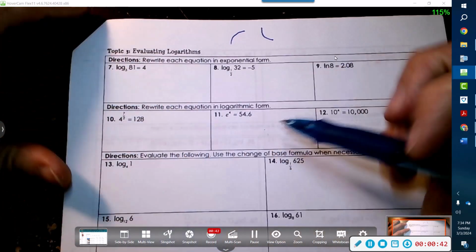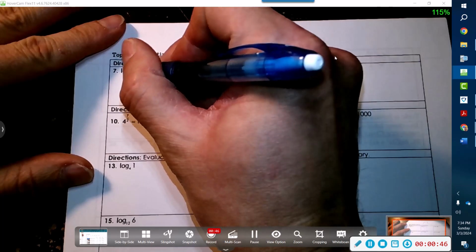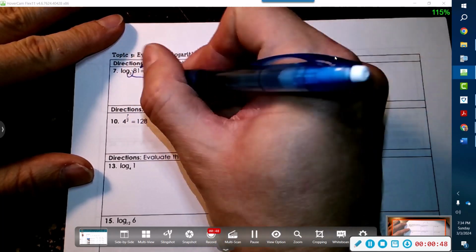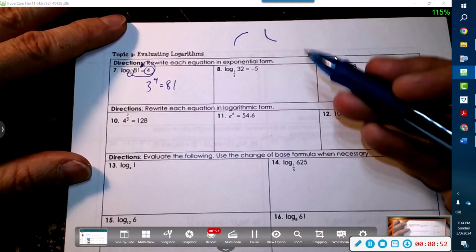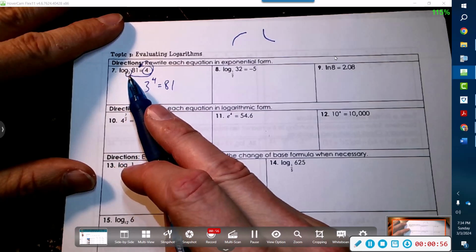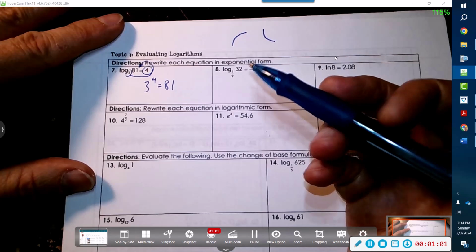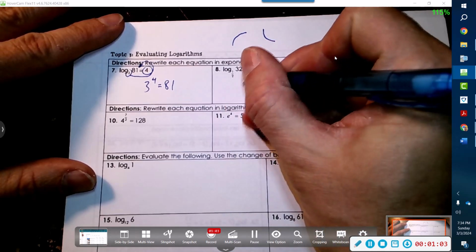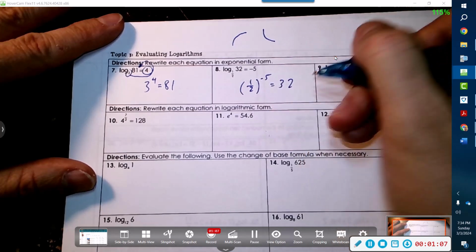They're already in log form, so this is basically the loop situation here. So we would say 3 to the 4th is 81. And you can always let common sense be your guide too. If you forget, like log base 3 of 81, how are these numbers connected? There has to be an exponent. So that's really the best way that you can figure out how these work.